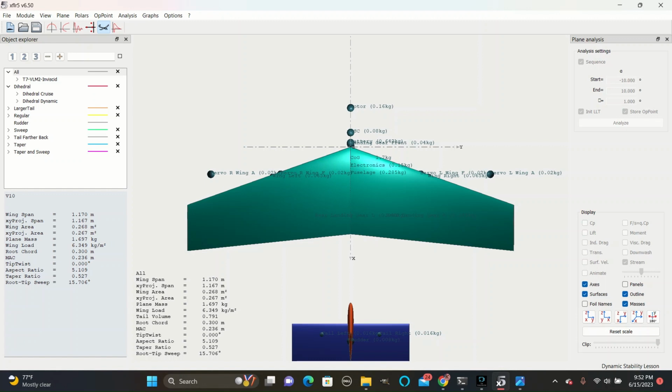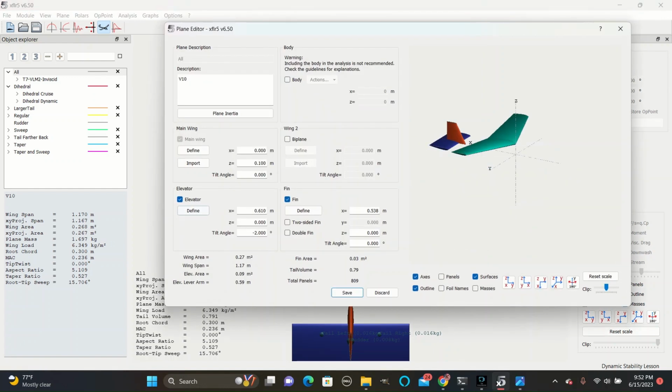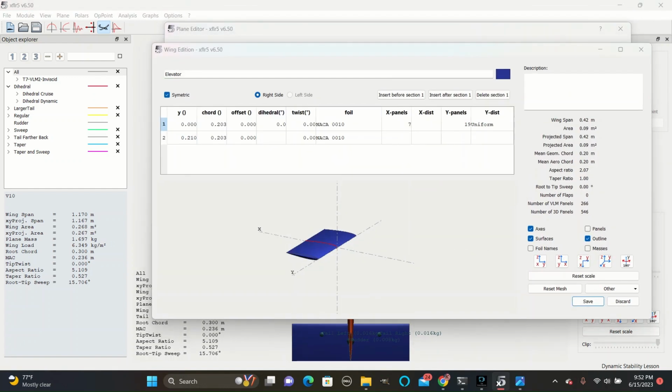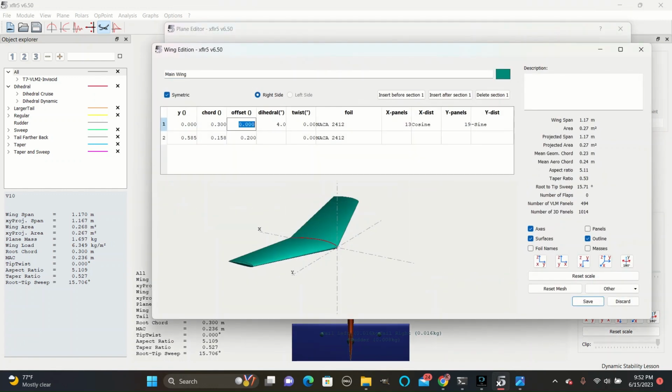The offset is the number in XFLR5 for adding sweep to the wings. You can see here, if you were to increase it, they move further back.